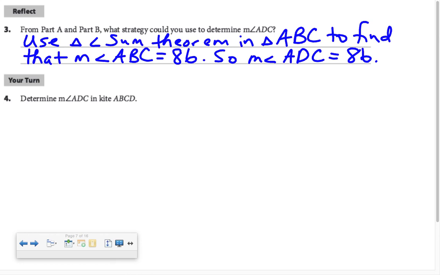Oh, hey, look at that. They're asking us for the measure of angle ADC. Isn't that your turn? We already did that.